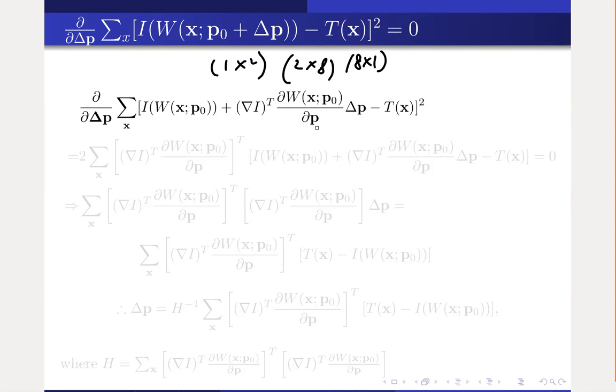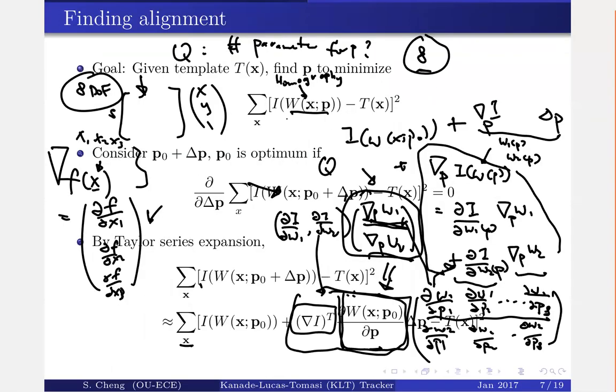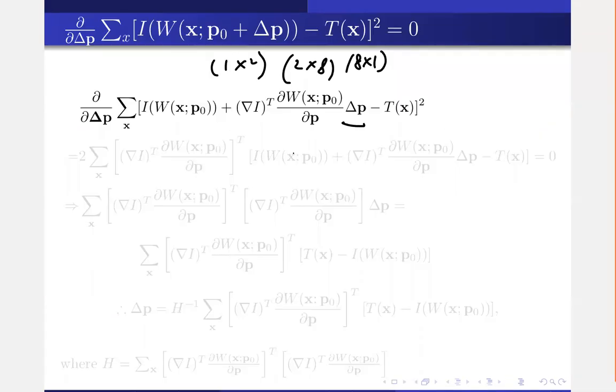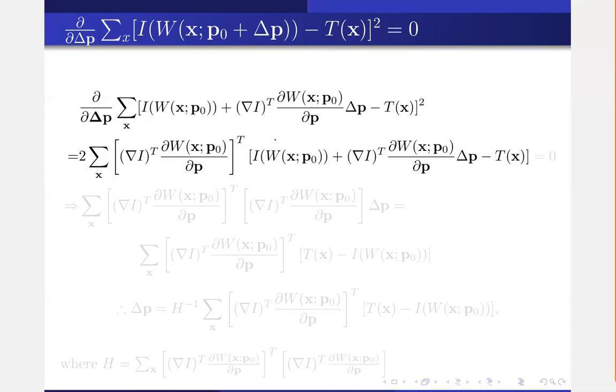We can do this because delta p is supposed to be small. If delta p is not small, then the Taylor series expansion won't be accurate, right? So we need to include a higher order term. Therefore, making this assumption that delta p is small is important. So now with this, we expand it, and it's basically just algebra.